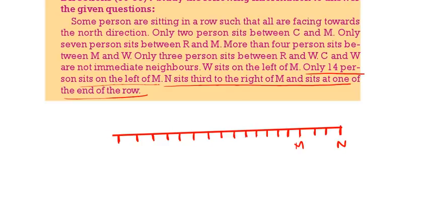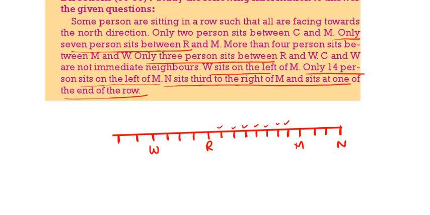Then only 7 persons are there between R and M. Between M, 1, 2, 3, 4, 5, 6, 7. Here we will get R. Between M and R there should be 7 persons. Then only 3 persons are there between R and W. There are 3 persons between R and W. R, 3 gap, W.